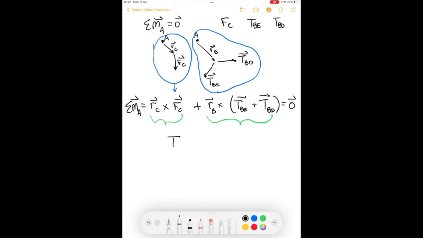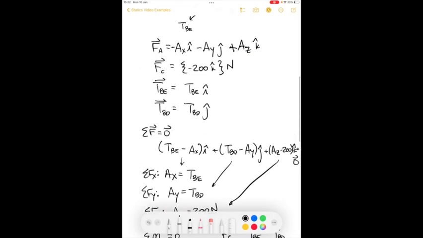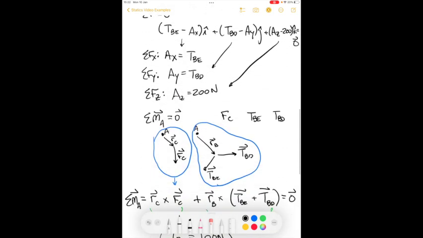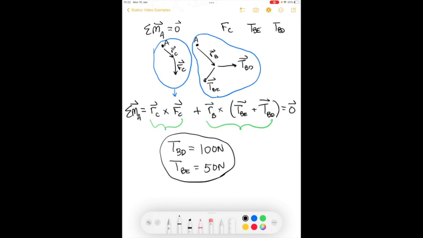And when you do that, go ahead and try it. Hopefully you'll find that the magnitude of TBD is equal to 100 newtons, and the magnitude of TBE is equal to 50 newtons. So what you can see is that sometimes we might set it up using vectors, and we can even use the cross products to solve for equilibrium, rather than only the scalar versions. So that's it for today, and that's it for the first half of the course.